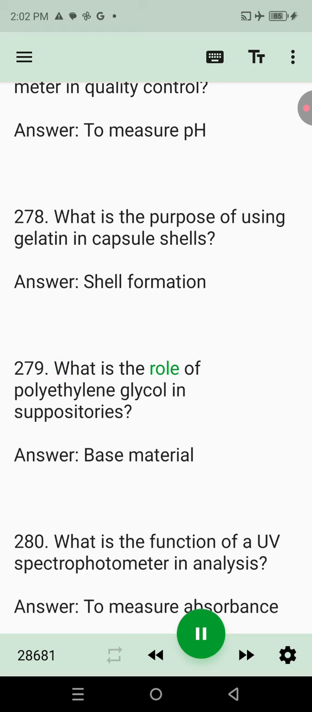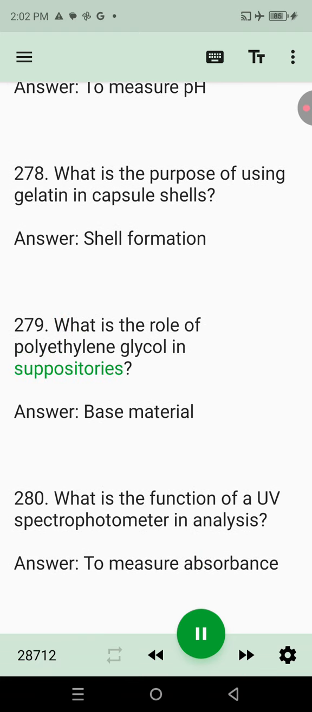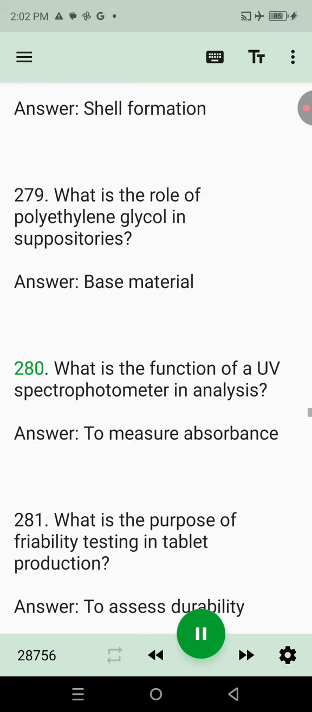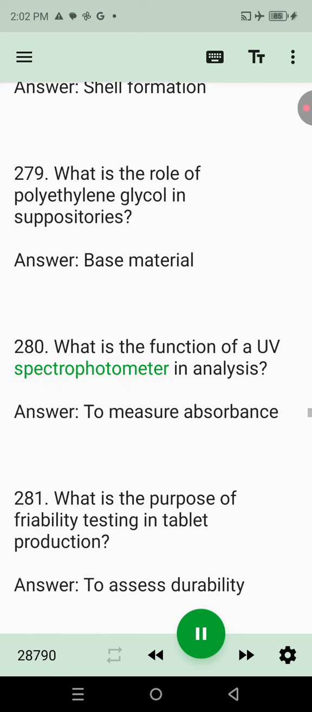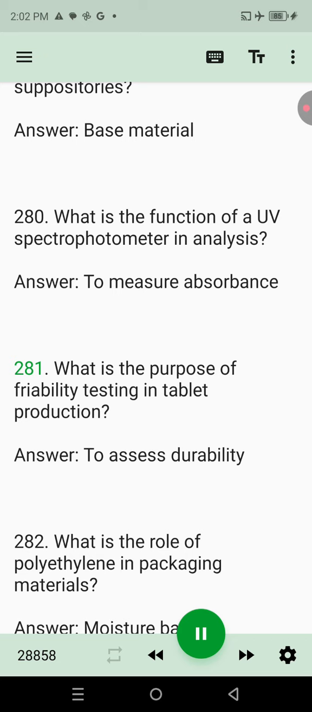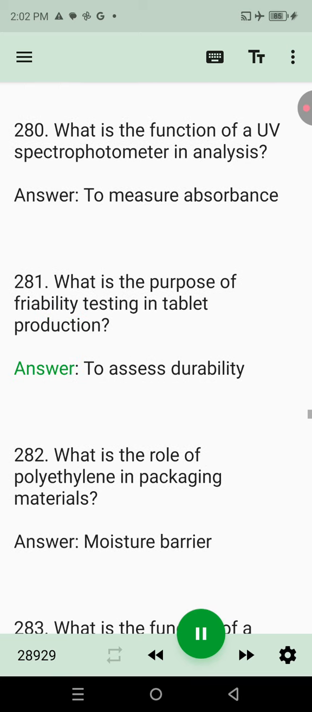279. What is the role of polyethylene glycol in suppositories? Answer: base material. 280. What is the function of a UV spectrophotometer in analysis? Answer: to measure absorbance. 281. What is the purpose of friability testing in tablet production? Answer: to assess durability.